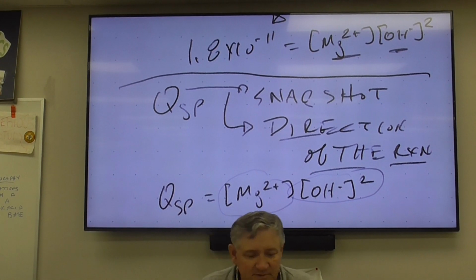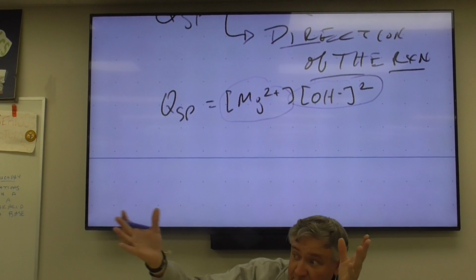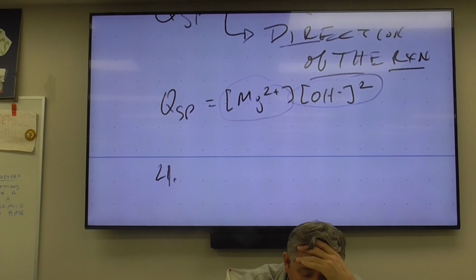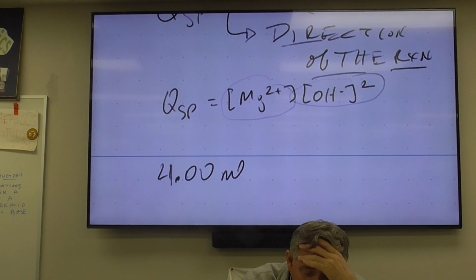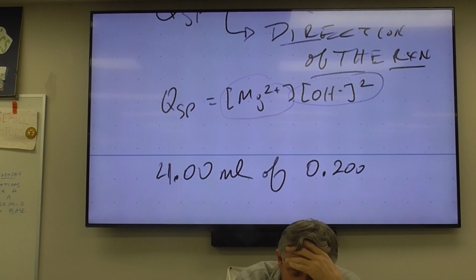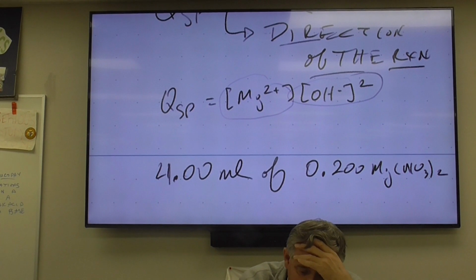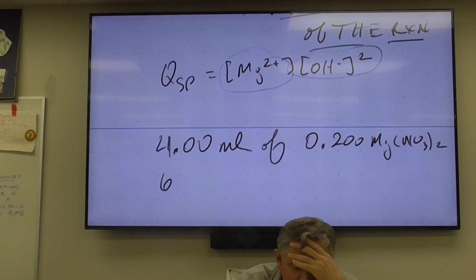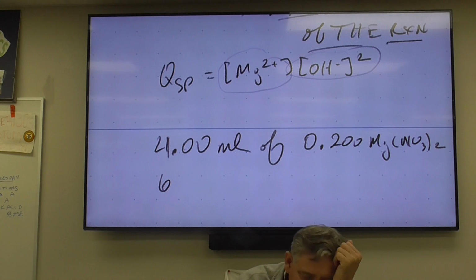So, let's start with something simple. For example, what you guys are going to do in the lab. I might mix together 4 milliliters of a 0.2 molar solution of magnesium nitrate, and then I'm going to mix up, you want to start with the easy one or the more difficult one? Difficult? Okay.